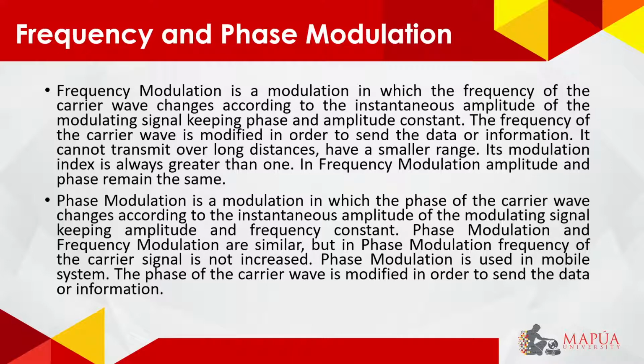On the other hand, phase modulation is a modulation in which the phase of the carrier wave changes according to the instantaneous amplitude, keeping the amplitude and the frequency constant. The two modulations are similar, but in phase modulation, the frequency of the carrier signal is not increased. Phase modulation is used in mobile systems. The phase of the carrier wave is modified in order to send the data or information.